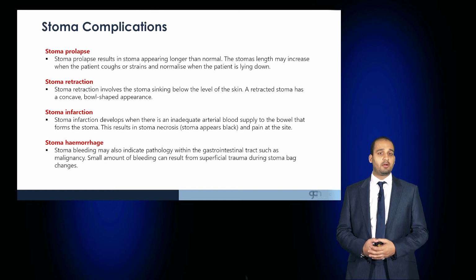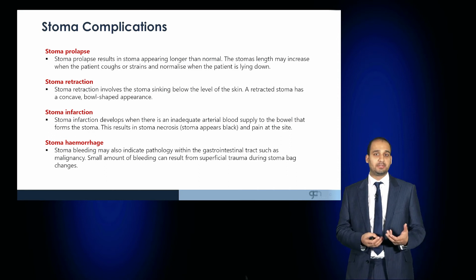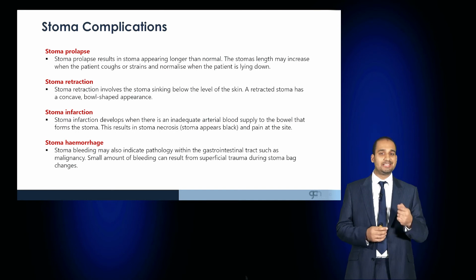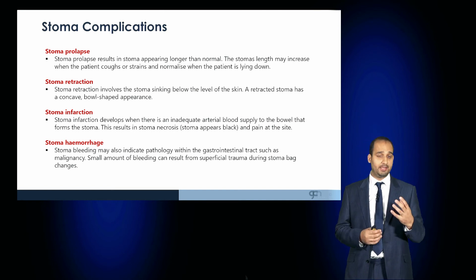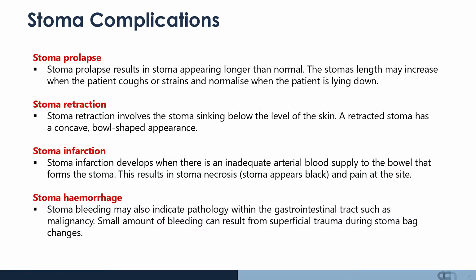Stoma complications to be aware of include prolapse, where the stoma appears abnormally extended out through the abdomen, and that could be made worse when the patient coughs or strains and normalizes when the patient lies down. Conversely, the stoma may retract and may sink below the level of the skin and would appear concave. The stoma can infarct, and that would be due to inadequate arterial blood supply, and the stoma may appear black as a result of necrosis. The stoma may bleed as a result of malignancy or any other superficial trauma, and that would be known as a stoma hemorrhage. The stoma can also become infected and result in sepsis.